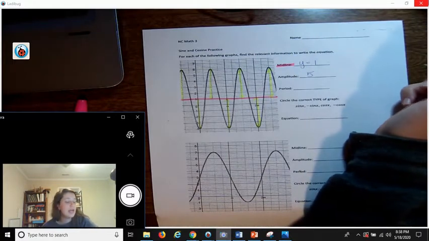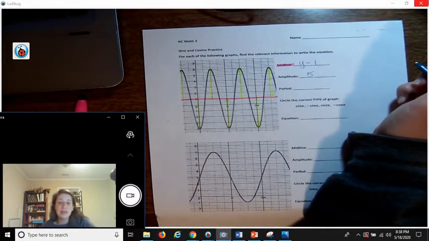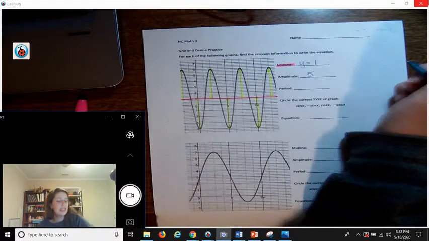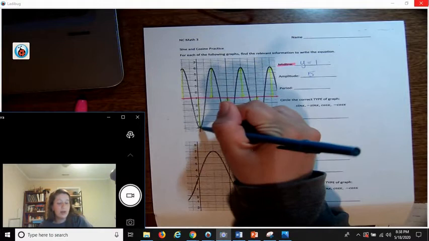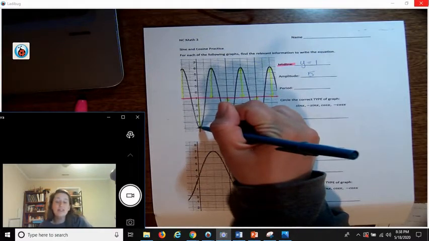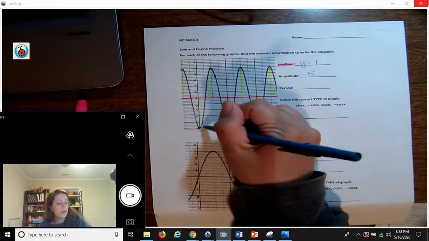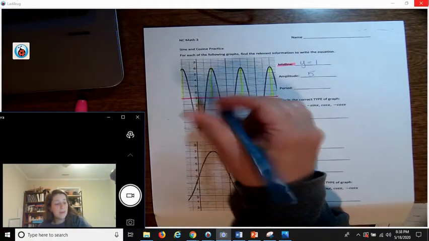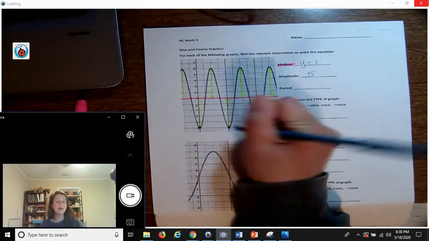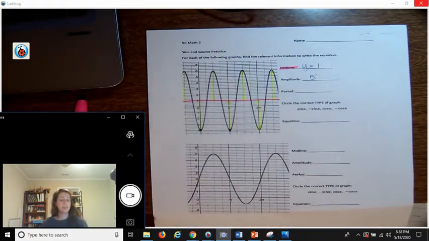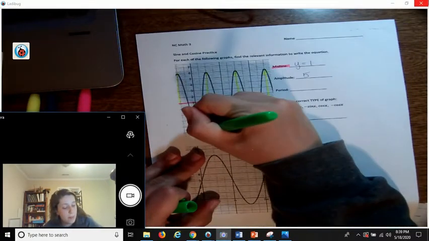Okay, now next is our period. How long does it take to complete one full cycle? So let's see where we can start. So at 0, we start down here at a minimum. So that means we would have to end on a minimum again. Okay, so I'm going to go all the way through this. Look, I hit a midline, I hit a max, midline again, and then I got all the way back down to a minimum. Okay, so we started and ended in the same place, both are at a minimum.